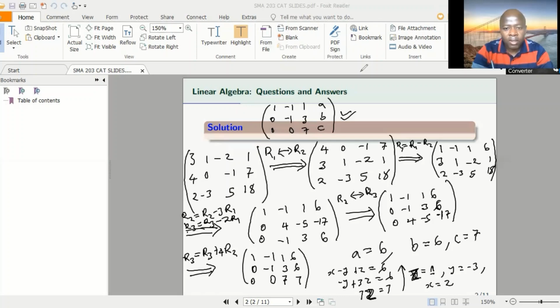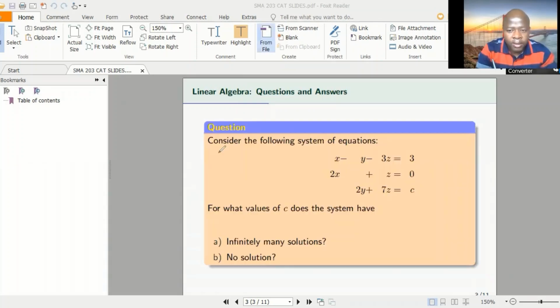Now, let's look at the next question. This is our second question and it says: consider the following system of equations. X minus y minus 3z is 3. 2x plus 0y plus z is 0. And 2y plus 7z is C. A, for what values of C does this system have infinitely many solutions? And B, for what values of C does this system have no solution?